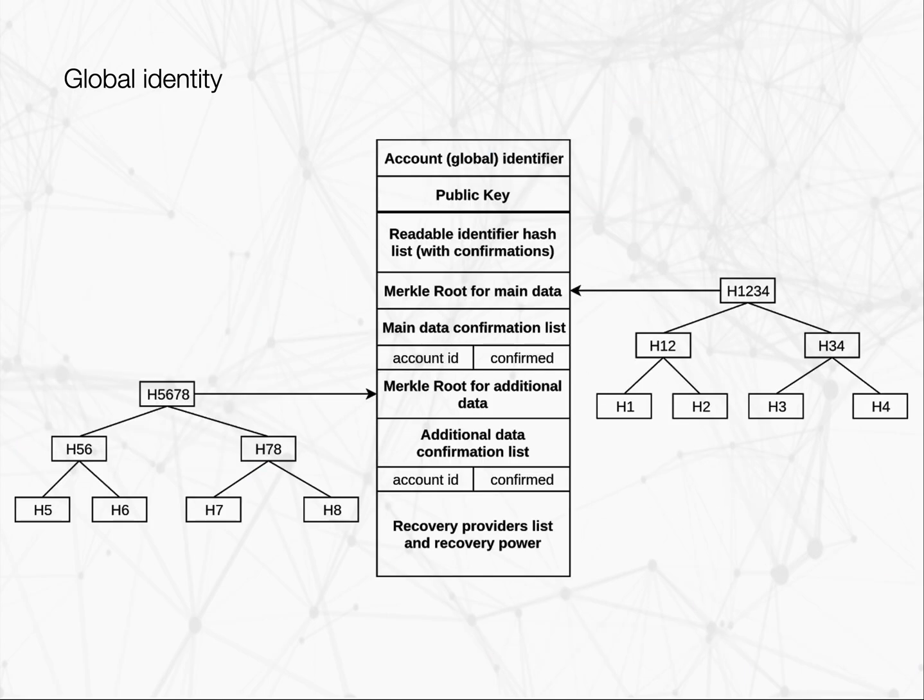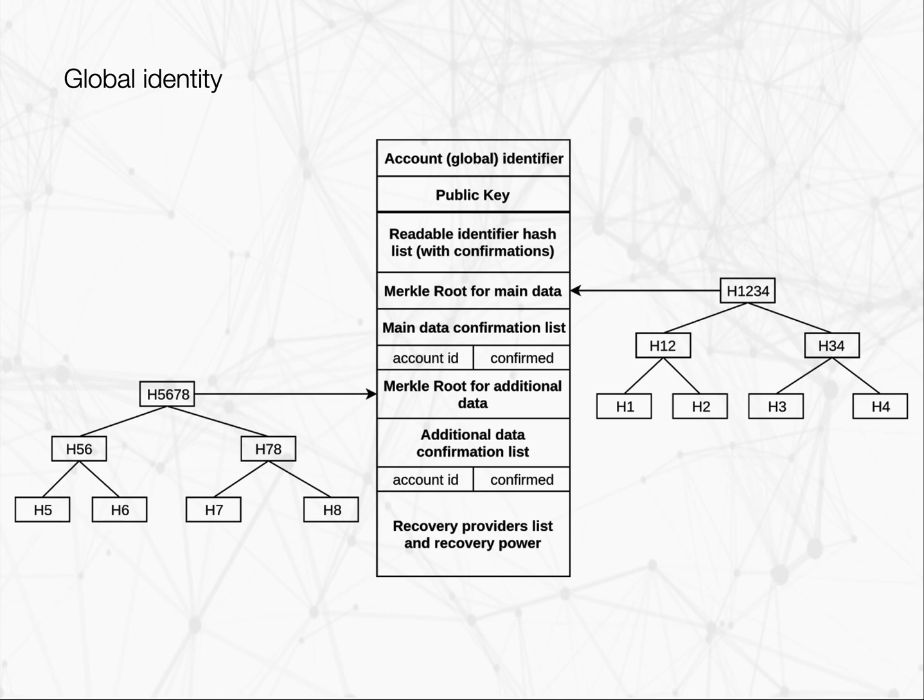Okay, let's take a look at the proposed account structure. Account or global identifier is an immutable and unique value within an identity system, represented as a byte string. This value is generated when the identity provider creates the new user's account. The main requirement is the uniqueness of this value within the system.